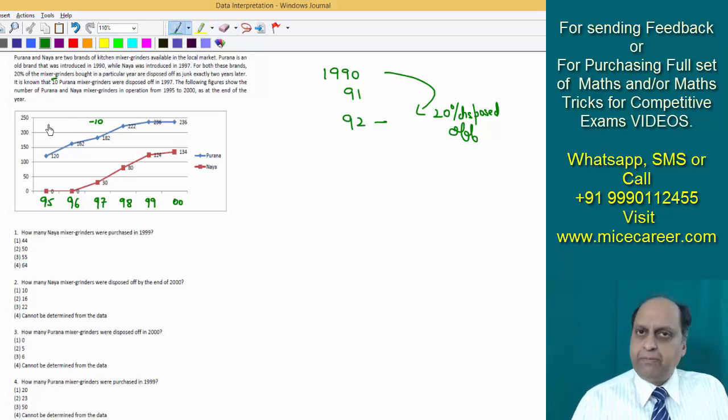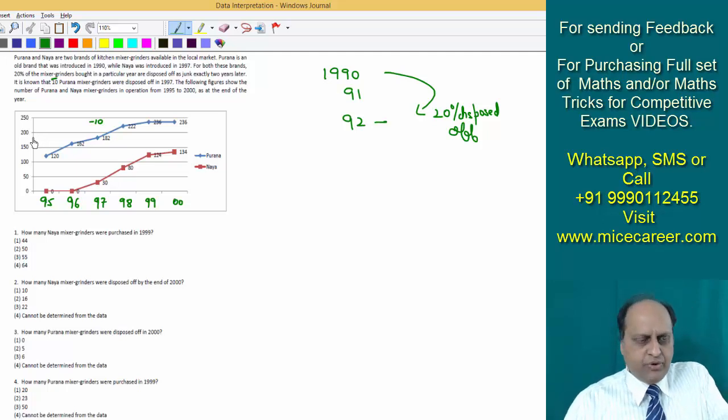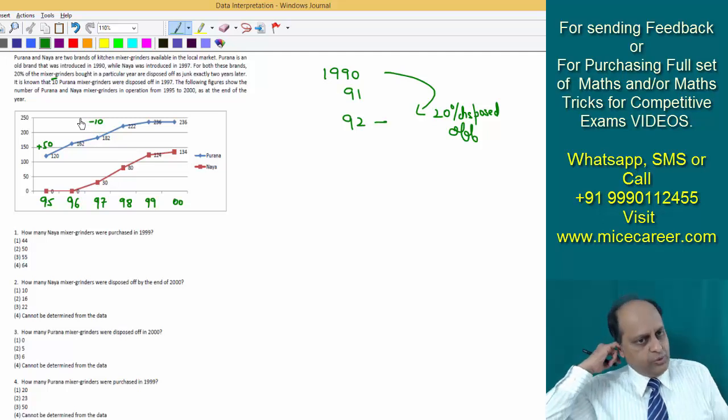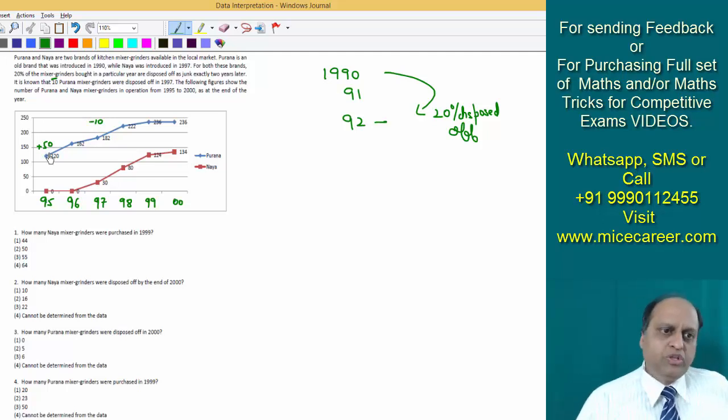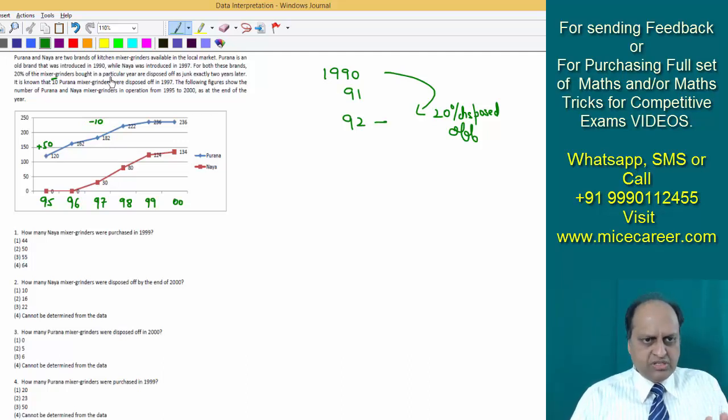Purchase I am denoting by plus and disposals I am denoting by minus. So this becomes plus 50 because 20% of 50 is 10. So in 95 customers must have purchased 50 grinders, out of which they disposed of 10 grinders, 20% of 50, after 2 years. So with this 10, I am able to know the figure of purchase in the year 1995. So I have used this entire concept. Now a few more things I can find out.